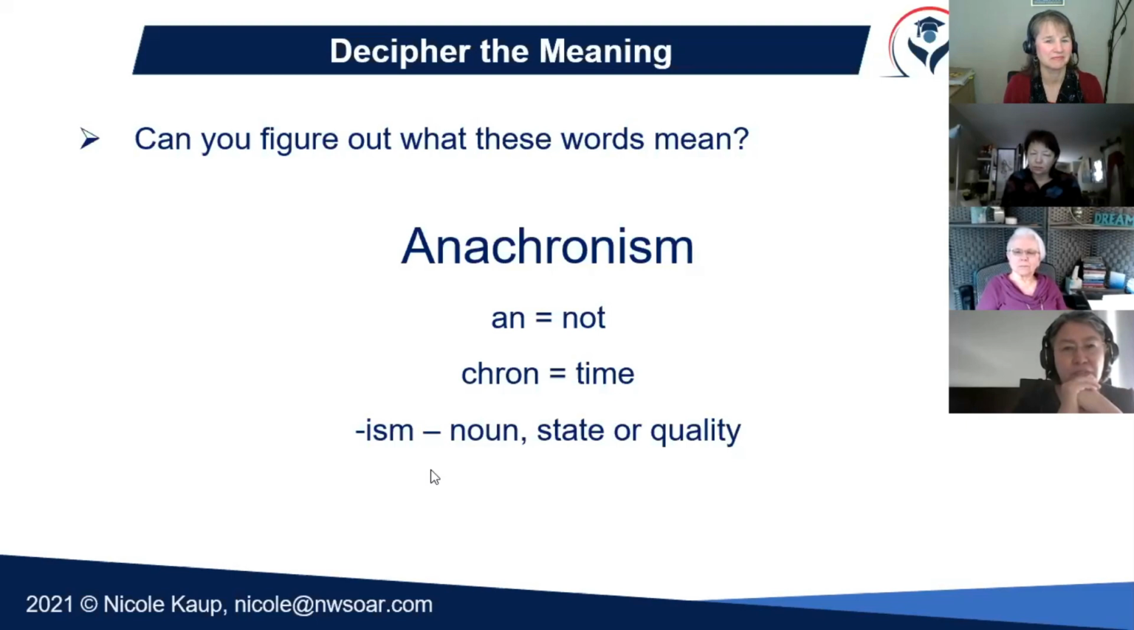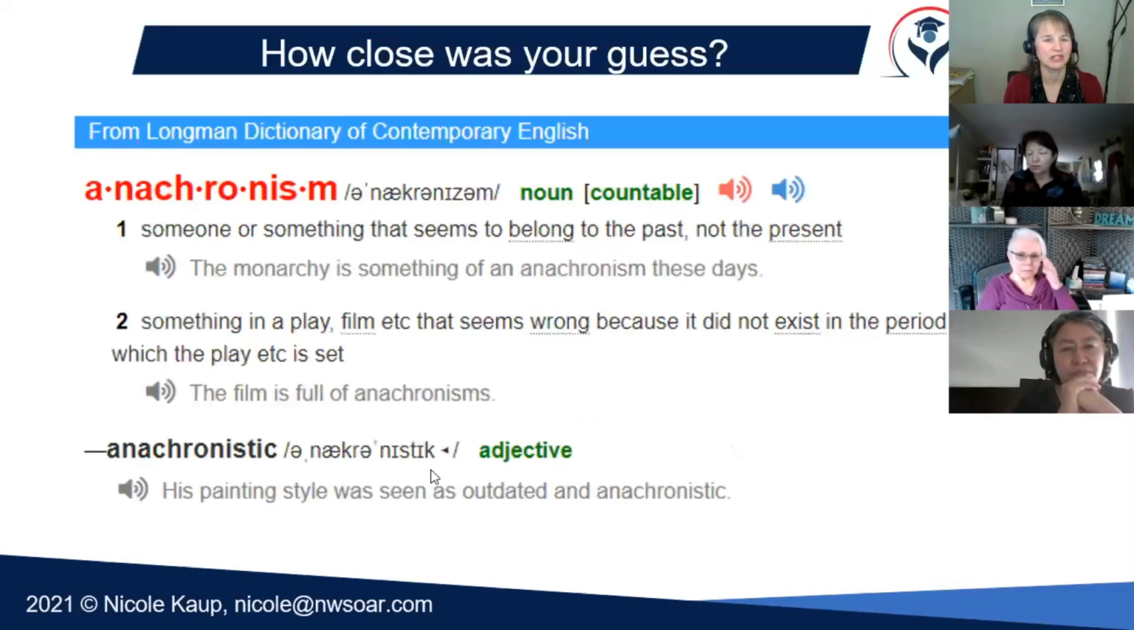All right, dictionary definition: an anachronism is something that just does not belong to our current time frame. If you see somebody walking down the street and they're wearing clothing from 200 years ago, it's kind of an anachronism. It's something that just doesn't belong in this time. The monarchy is something of an anachronism these days. So that sentence is basically saying the monarchy, referring to kings and queens. Why do we still have kings and queens?